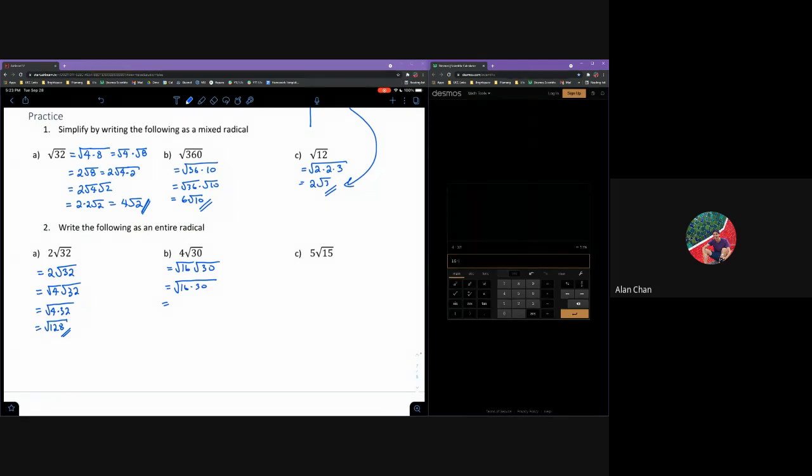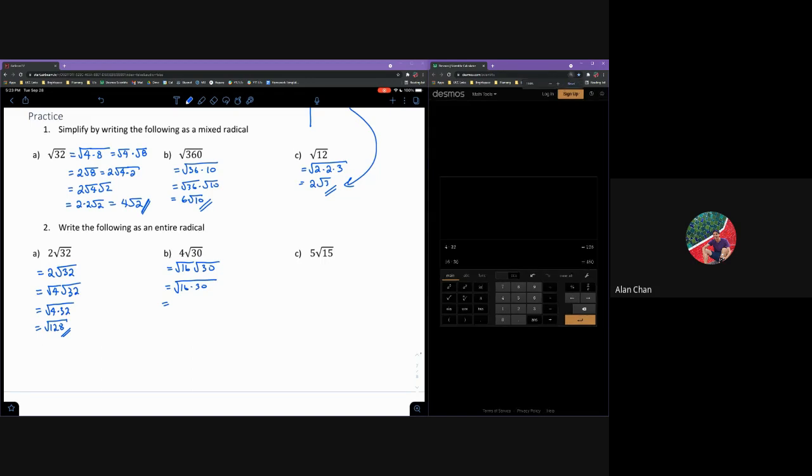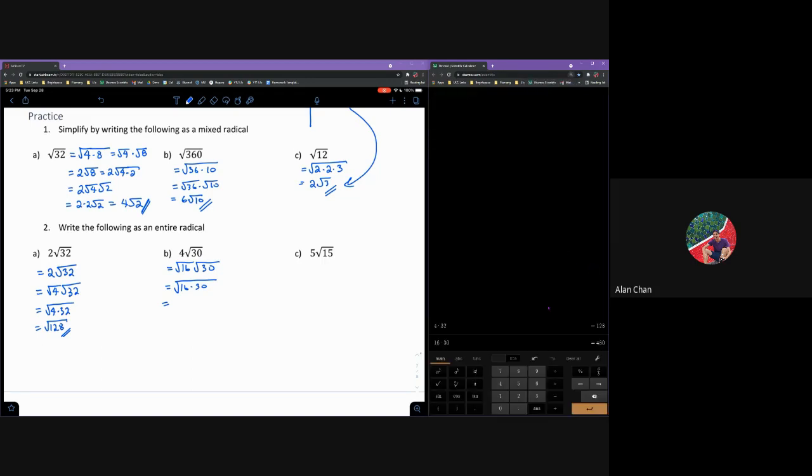16 times 30 is equal to 480. Is that 480? I can't see with this low contrast or high contrast mode. Let me try to zoom in, actually. Make it a little easier. Okay, there we go. Okay, 480. Cool. So then we write this as square root of 480, and we're done.